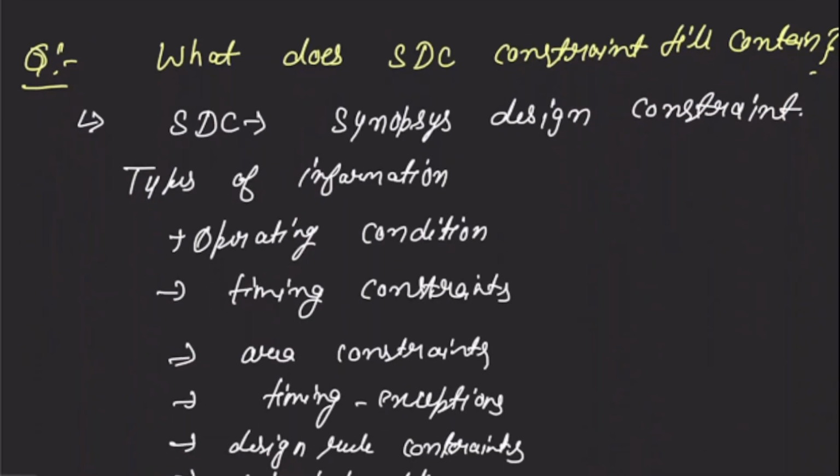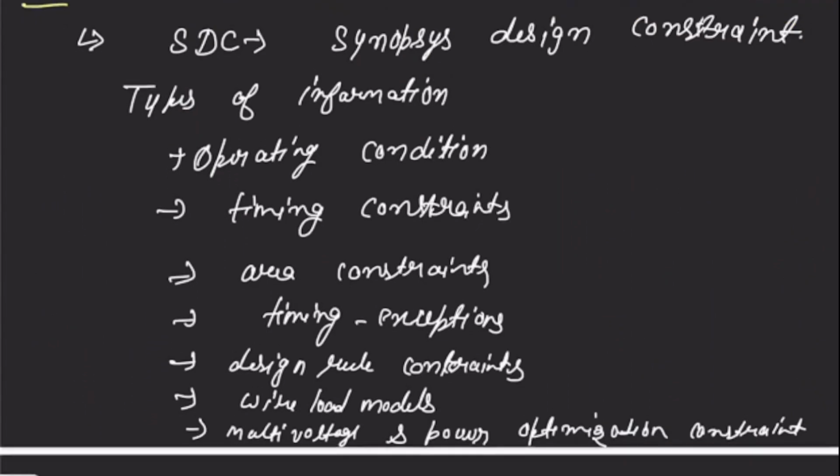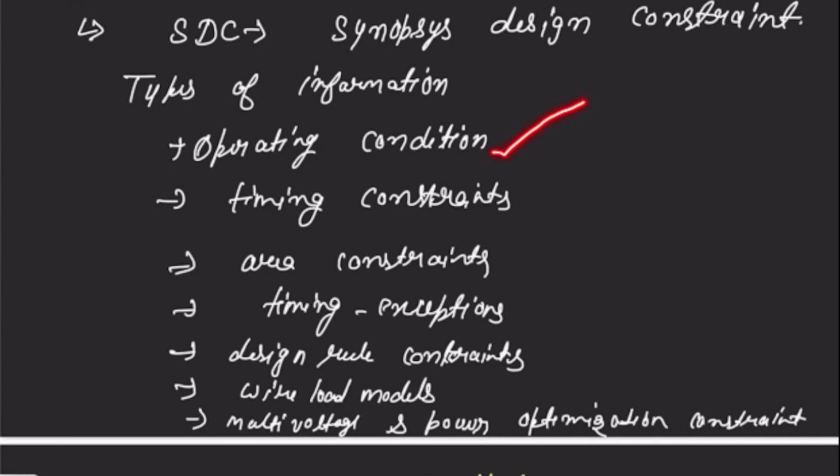Now, what does the SDC constraint file contain? SDC is Synopsys Design Constraint, in which we give the design related constraints. The types of information present in the SDC are operating condition, timing constraint, area related constraint, timing exceptions like false path, design rule constraint, wire load model, multi-voltage and power optimization constraint. So these are all the constraints present in the SDC file.